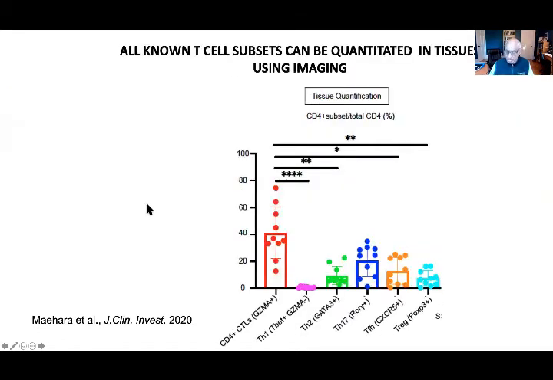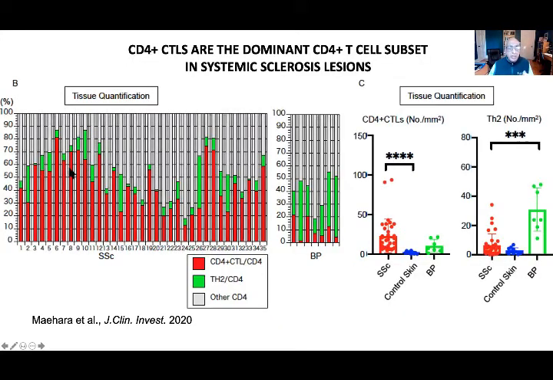So let me go back. And you can see that by and large, out of these 35 that we're looking at, there are a few patients in whom you do have good Th2 cells.